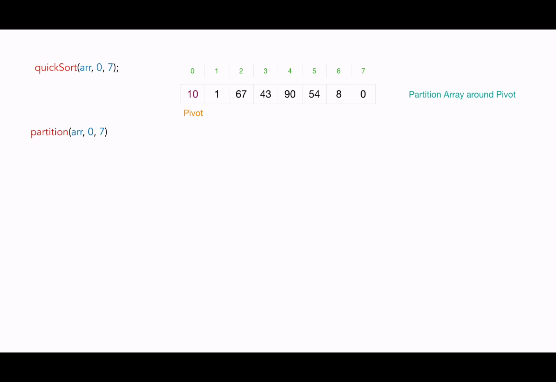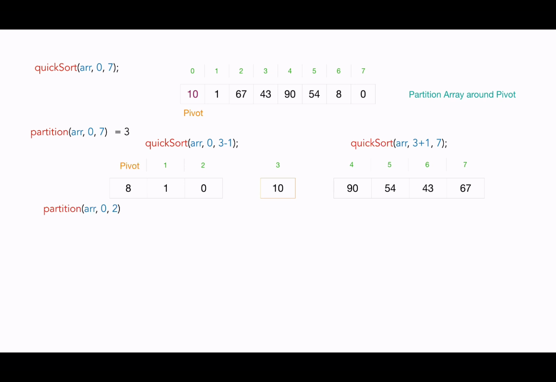Now next step, we conquer by recursively performing partitioning of the subarrays present at either side of index 3. Like here, 10 gets the place at 3. So the partition function returns index 3. So the next recursive call will be for the subarray from 0 to 2 and the subarray from 4 to 7. Again, for these, the same process will be continued. Partition returns 2 as 8 gets placed at index 2 and 90 gets placed at index 7.